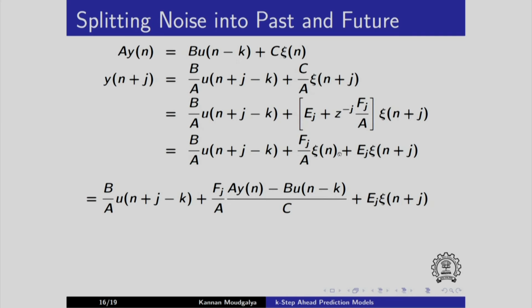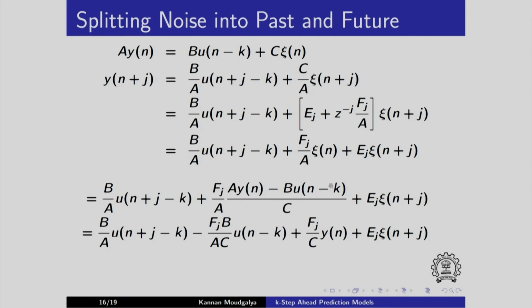Now for c of n I substitute from here, which is a y of n minus b u of n minus k, divided by c. There is no change in any other term. So let us multiply this out and take out this u term here. So this is fj b into a c, and there is a minus term here, so it comes here into u of n minus k, and this a and a cancel, fj y by c is coming here. There is no change in the last term or first term.